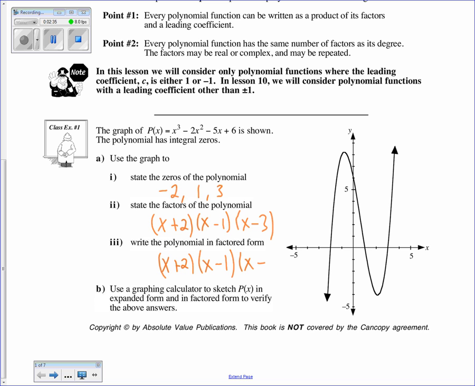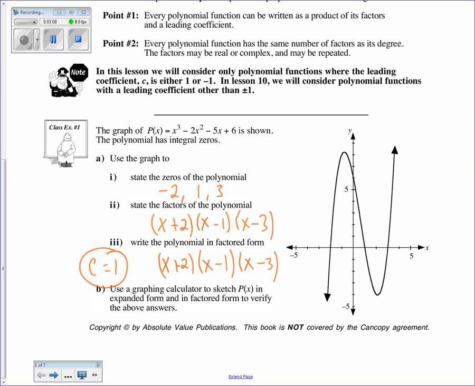I'm going to check out, do I get the constant? The constant is plus 6. So 2 times -1 times -3 is positive 6. And I have an x cubed. X times x times x is x cubed. In this case, I want to start identifying what my c value is. That's going to be something that complicates us. Our c value in this case is 1. Really, I don't need to record that, but we will need to take that into account for the next one.